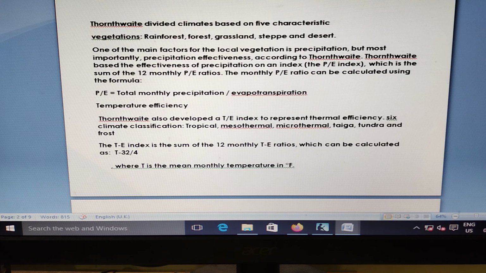Two basic features of the classification: precipitation effectiveness and temperature efficiency. Precipitation effectiveness is the total monthly precipitation divided by evapotranspiration. Temperature efficiency is (T minus 32)/4, where T is the mean monthly temperature in Fahrenheit.